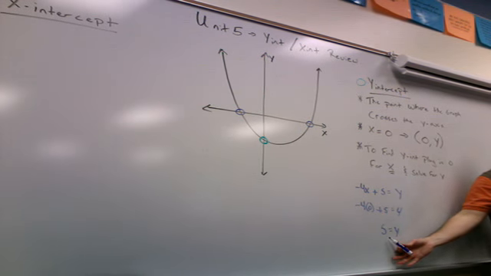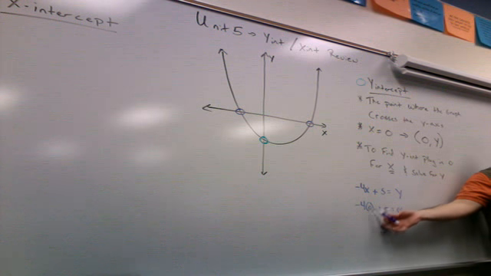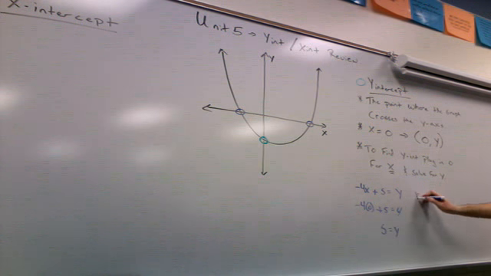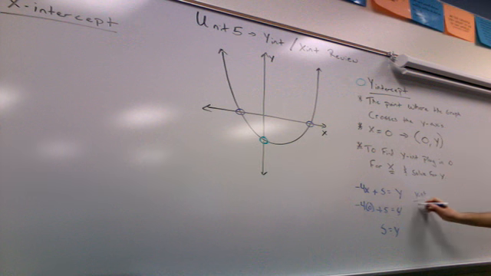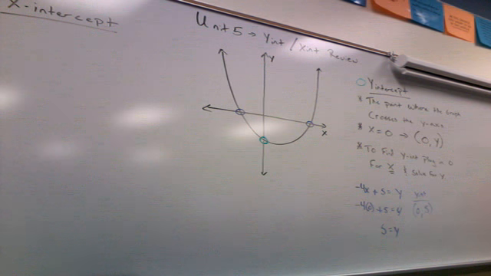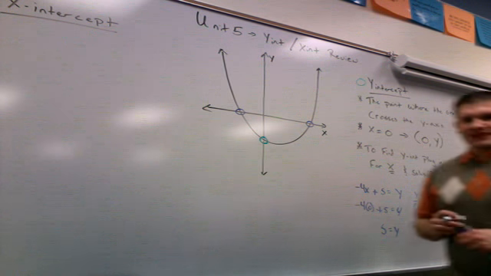So my y-intercept is going to be the point where my y is 5. What's my x? 0. So the y-intercept then is (0, 5). Okay, does that make sense? All right, x-intercept.